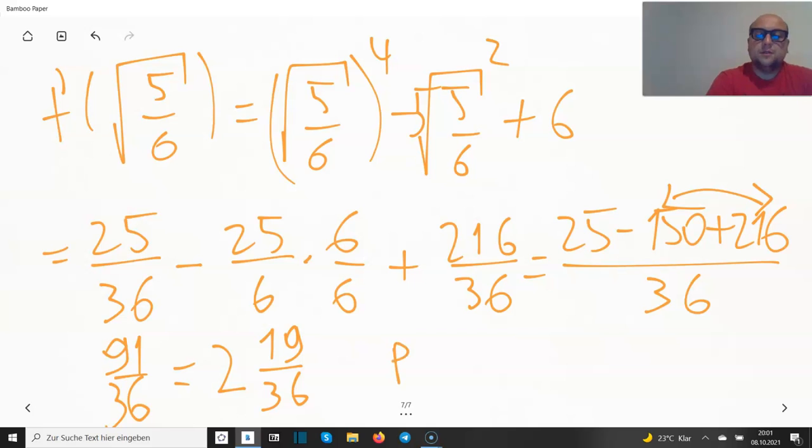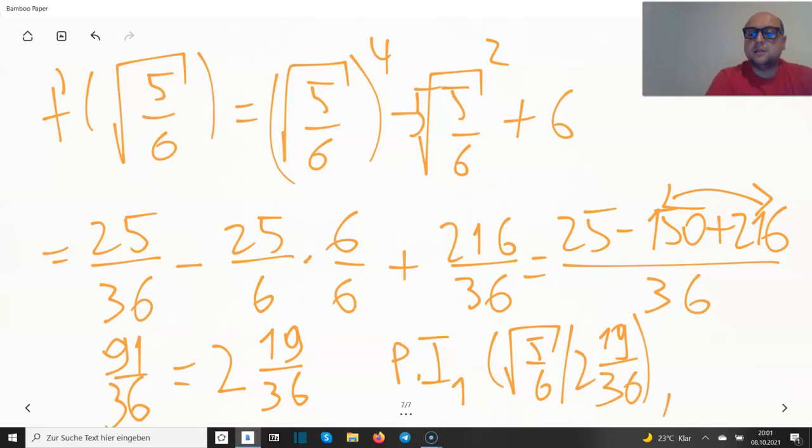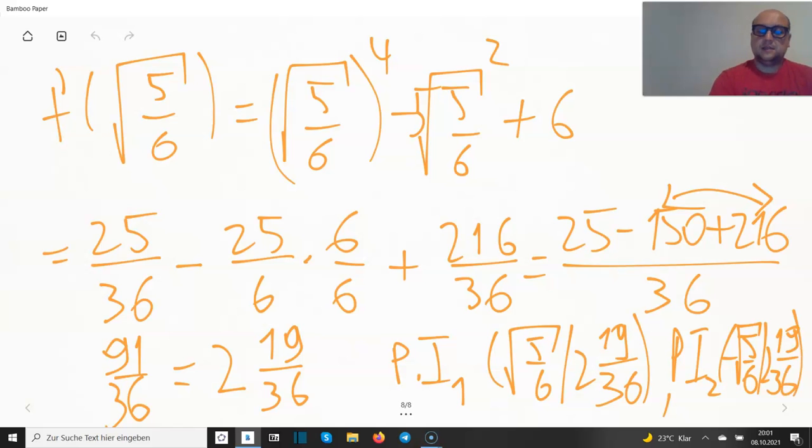All right, so points of inflection. The first one is at square root of 5 divided by 6 and 2 and 19 divided by 36, and point of inflection 2 is basically the same with the x value with the minus. Now we have everything we need.